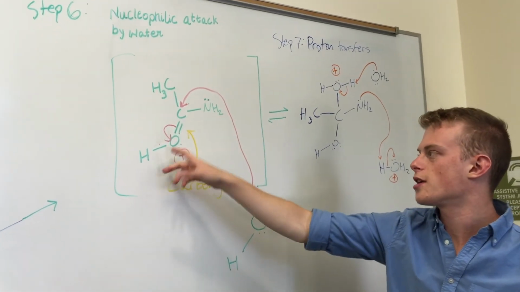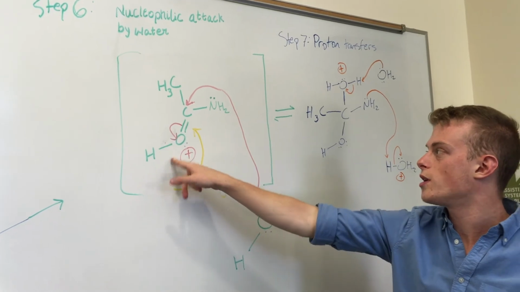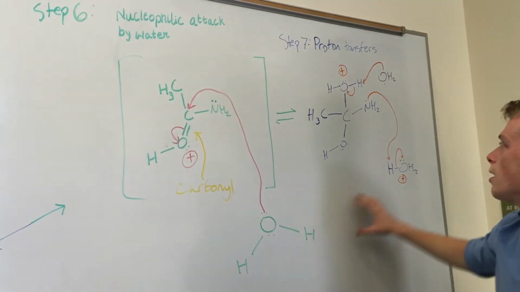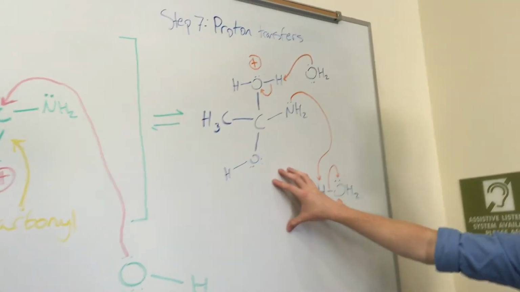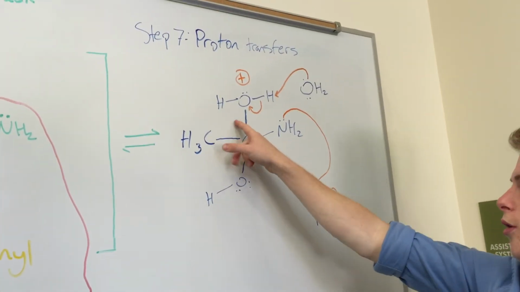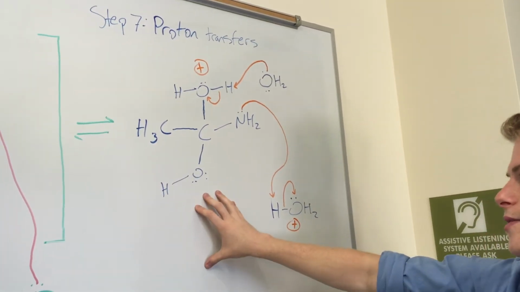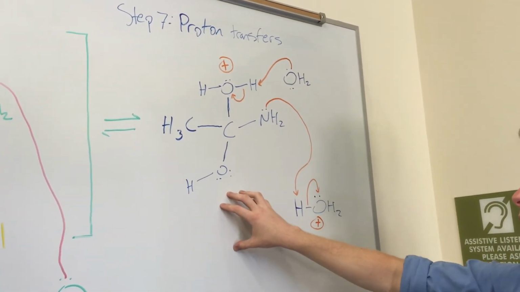There's a positive charge on the oxygen, so it wants to take electrons and quench this positive charge. This will form a tetrahedral intermediate, like so. And this tetrahedral intermediate has water on it, it has an amine group, it has the methyl that we've always had, and it has a quenched alcohol on it.